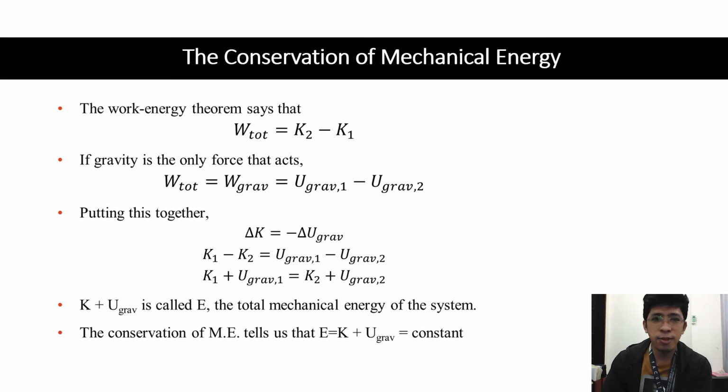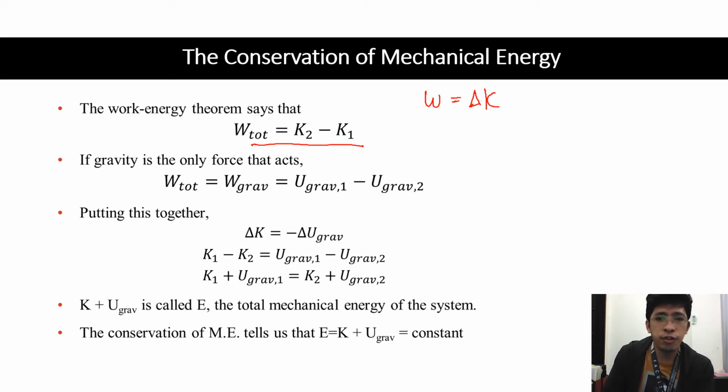In lesson 6, we have the work-kinetic energy theorem that says that your total work is just equal to the change in your kinetic energy. So your total work is equal to K2 minus K1, or again, your work is equal to your delta K. Again, that is your work-energy theorem.